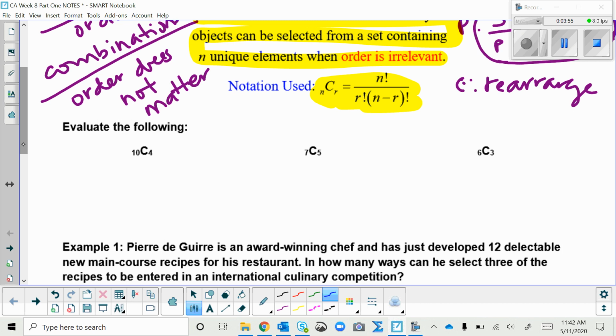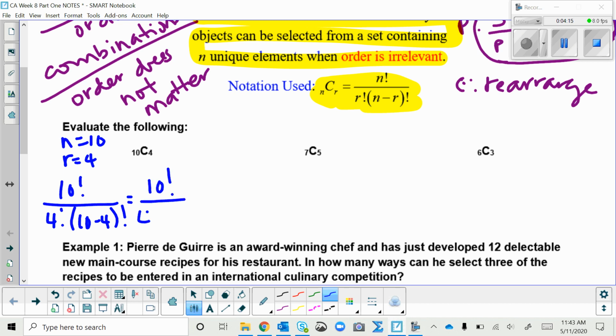10C4, your n is 10, r is 4, and plugging it into that formula gives me 10 factorial over 4 factorial times 10 minus 4 factorial. Okay, that's 10 factorial over 4 factorial, 6 factorial. Do not multiply 4 and 6 and make this 24 factorial. Factorial does not work like that, okay? But what I will do is break down 10 factorial till I get to the 6.